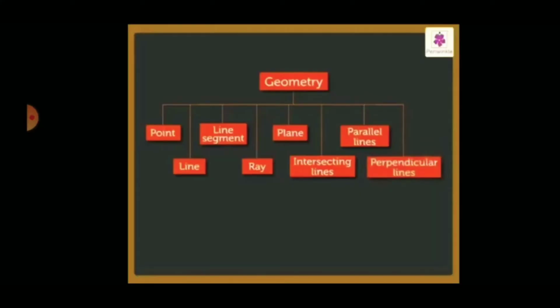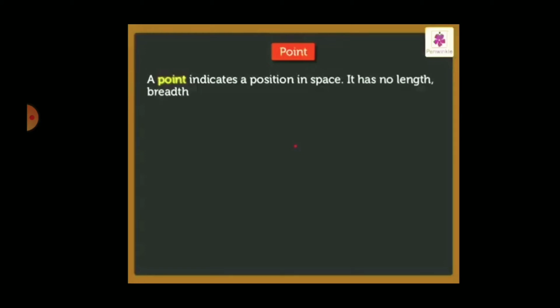Okay. Now let's once again have a quick look at the important concepts of geometry. Point. A point indicates a position in space. It has no length, breadth, or thickness. P, R, and S are all points in space. We read them as point P, point R, and point S.